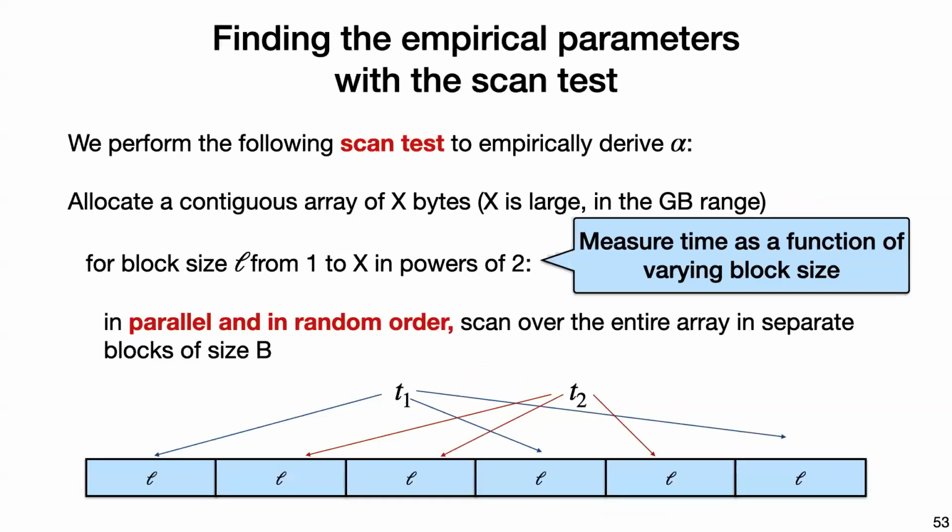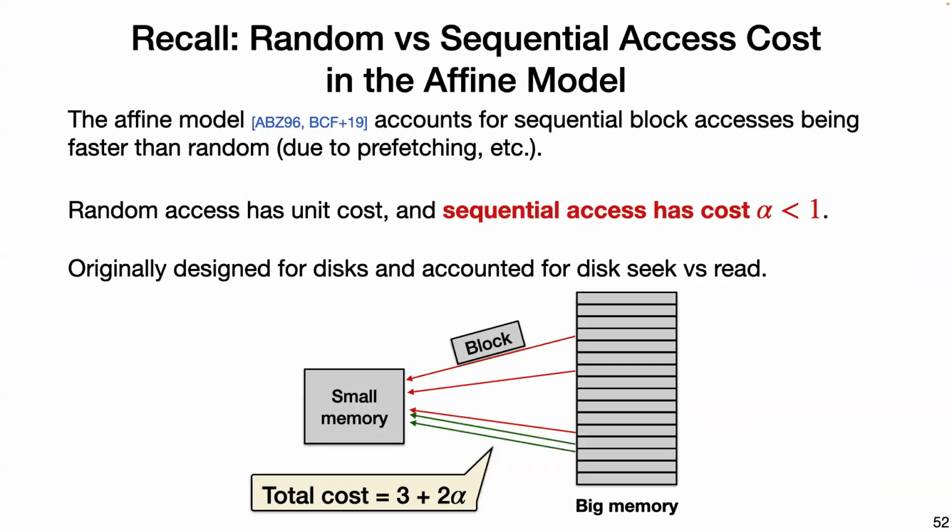Okay, there are 2 main parts in actually filling in the parameters. The first one is that we want to find alpha. Let me go back. You want to find alpha, and you also want to find R, which is the cost of a block read.